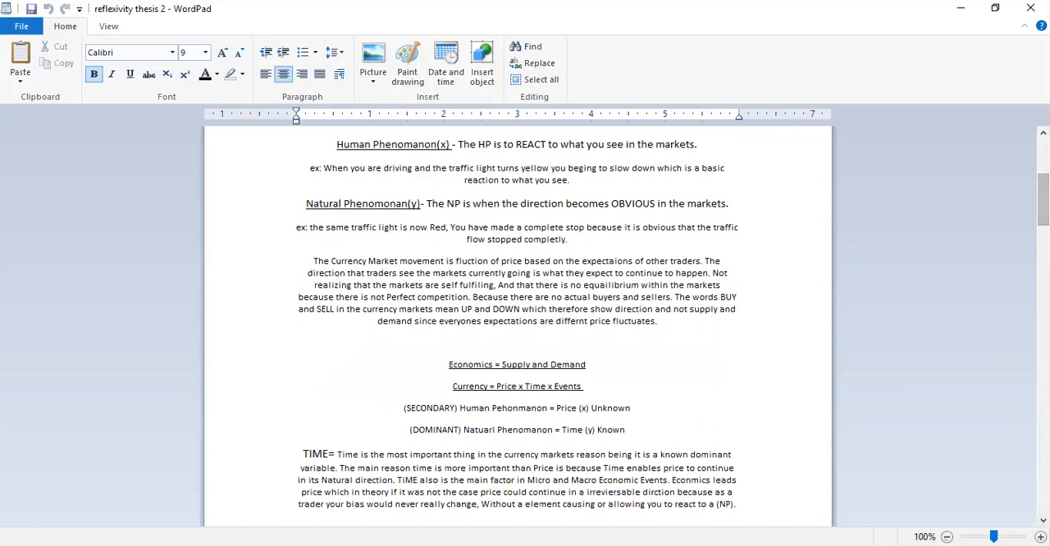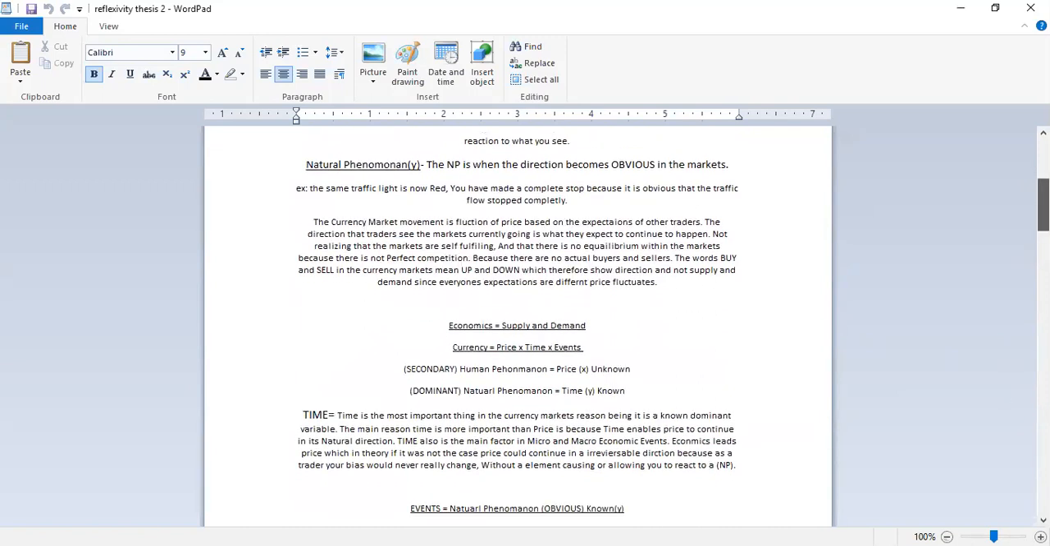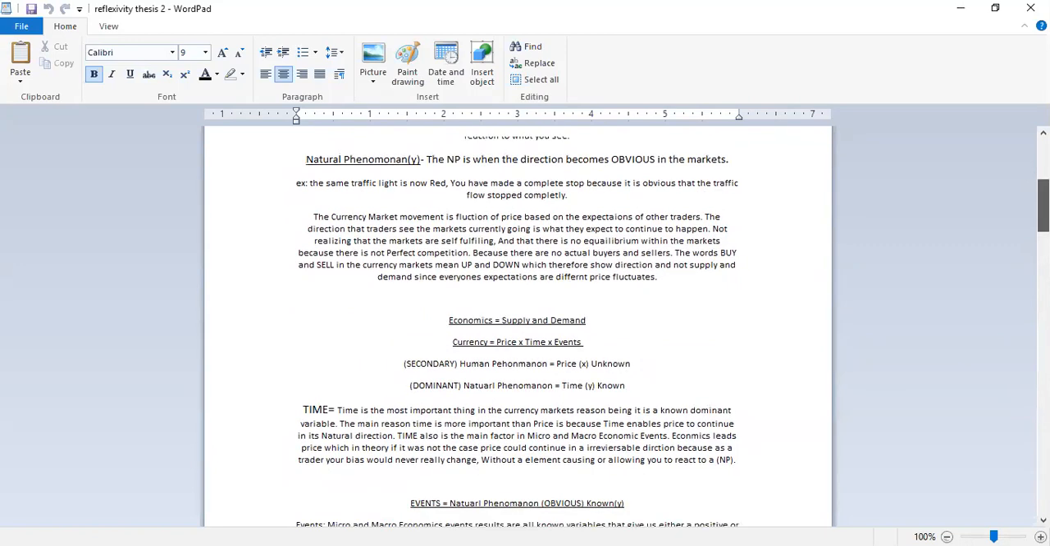Time is the most important thing in the currency markets. The reason being it's a known dominant variable. The main reason time is more important than price is because time enables price to continue in its natural direction. Time is also the main factor in micro and macroeconomics. Economics lead price, which in theory, if it was not the case, price can continue in an irreversible direction. That would be that straight line theory that we talked about. Price will move in an irreversible direction because as a trader, your bias would never really change without an element causing or allowing you to react, aka those pullbacks and retracements.